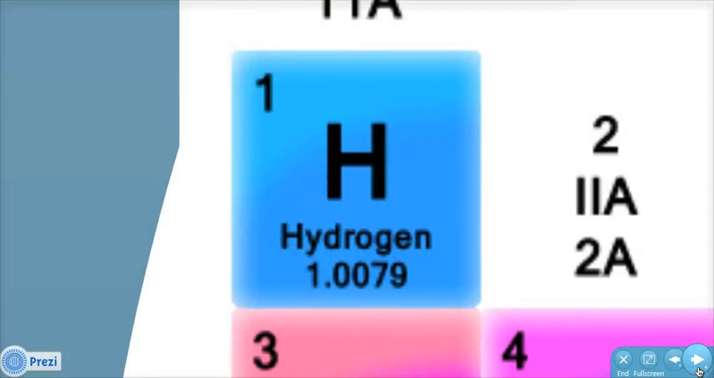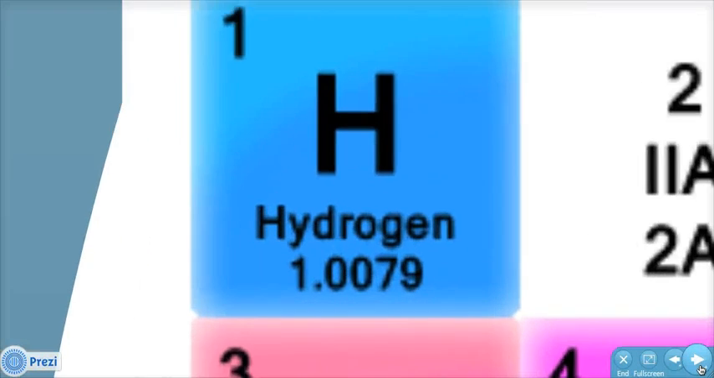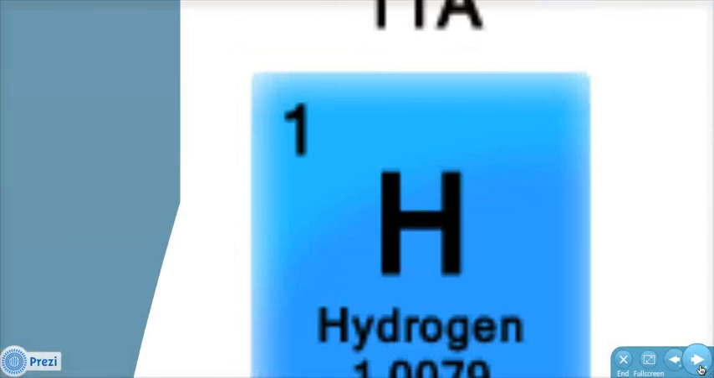First, you will notice a big letter, sometimes two letters, in the middle of that box. This is the atomic symbol. Below that, you will see the name of the element, hydrogen. In the upper left-hand corner of this periodic table is the atomic number. Hydrogen is atomic number 1. Sometimes this number is in the middle or the left, but it's always up top.